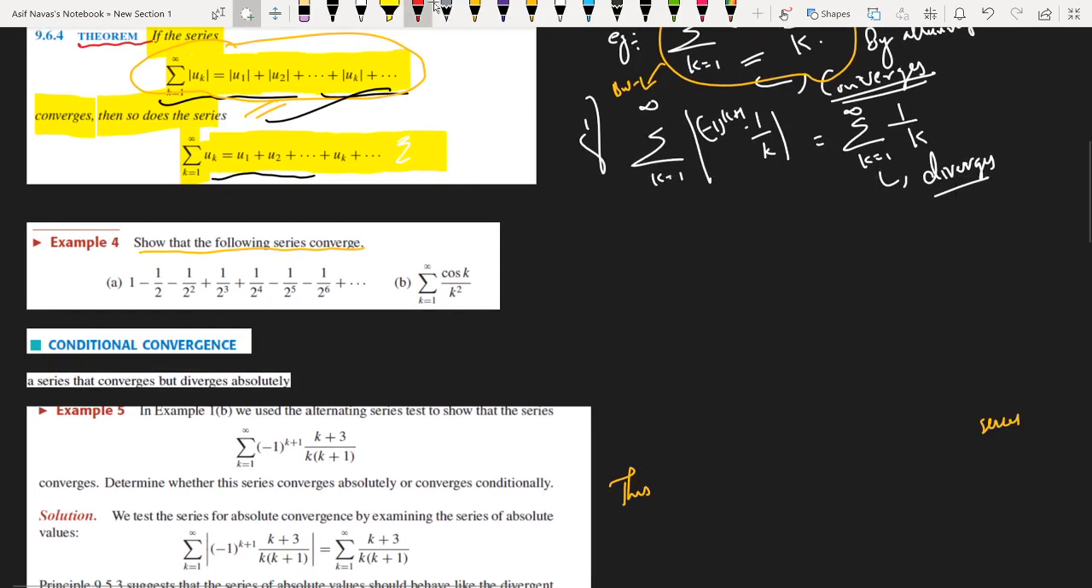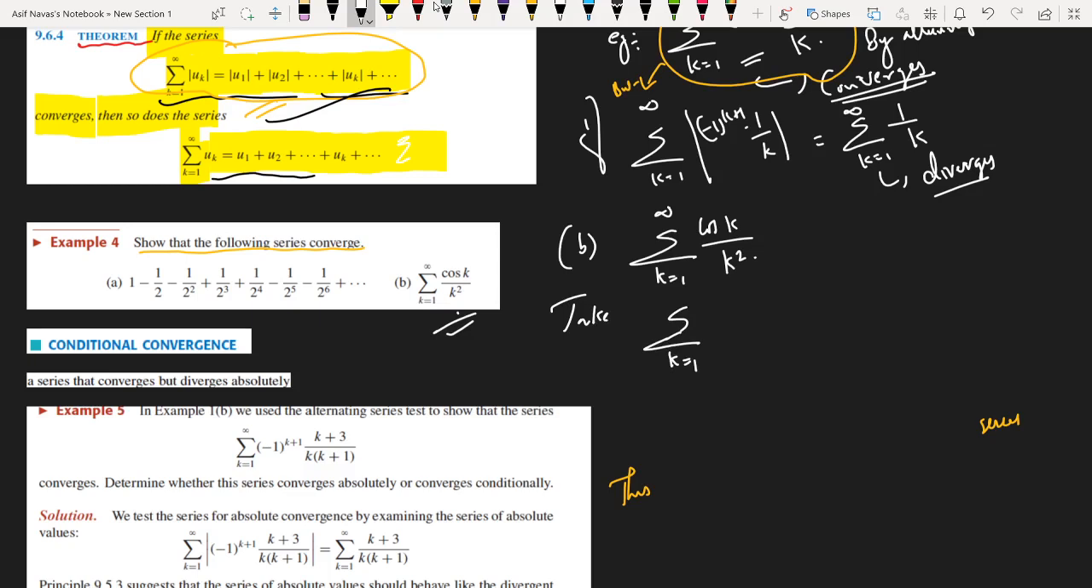So, this is another important problem. We show that this series converges: sigma k equal to 1 to infinity cos k divided by k square. Now take the absolute value: sigma k equal to 1 to infinity mod cos k divided by k square.